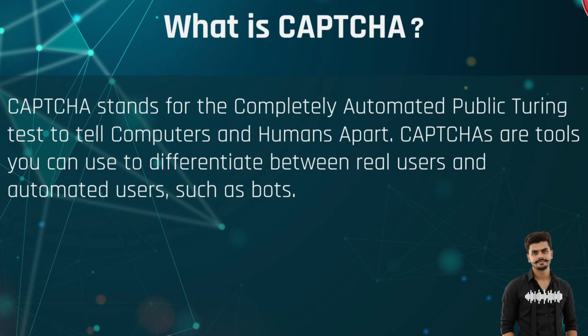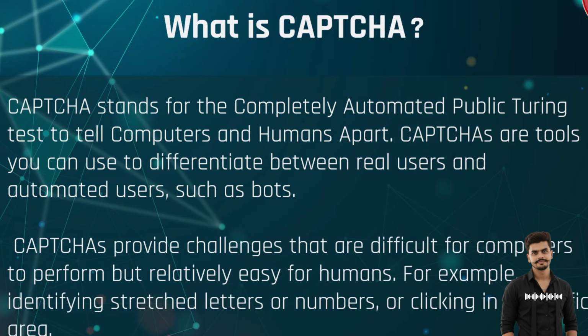Previously there were a lot of DoS attacks going on. Attackers were using bots in order to DoS the server, or in order to crash the server. So in order to mitigate it, CAPTCHA was implemented. CAPTCHA provides challenges that are difficult for computers to perform but relatively easy for humans, for example identifying stretched letters or numbers, or clicking a specific area.